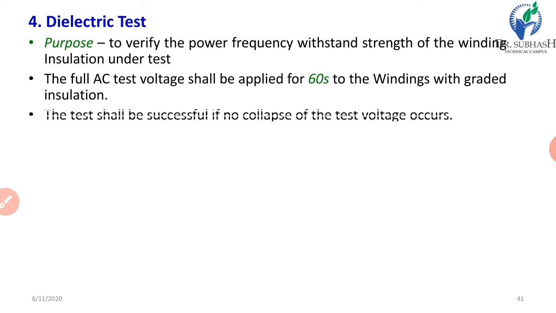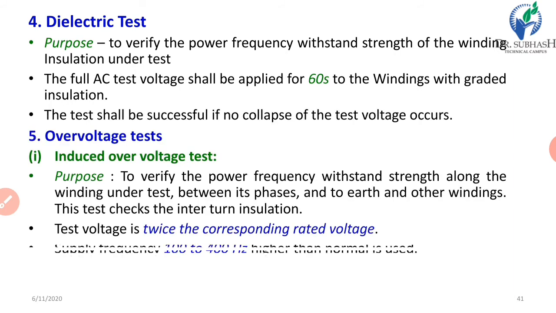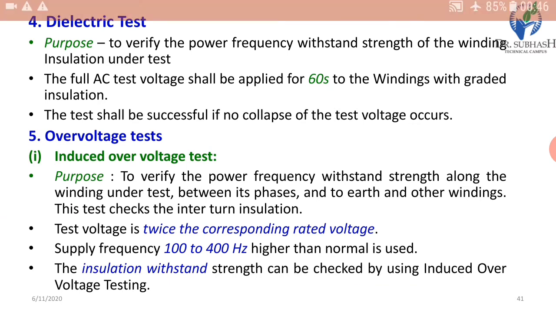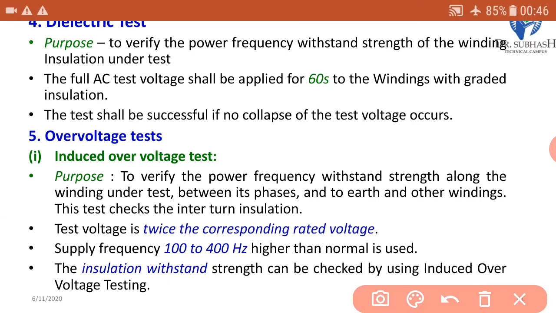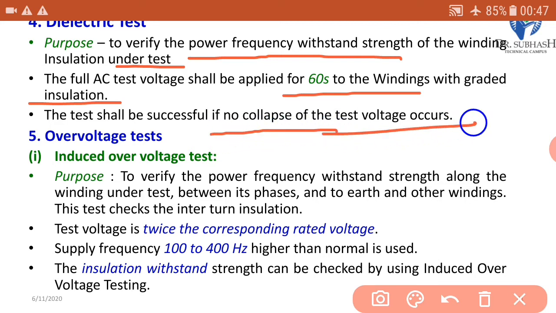Now dielectric test. Purpose: to verify the power frequency withstand strength of the winding insulation under test. The full AC test voltage shall be applied for 60 seconds to the windings with graded insulation. The test shall be successful if no collapse of the test voltage occurs. So this is the power frequency withstand test.